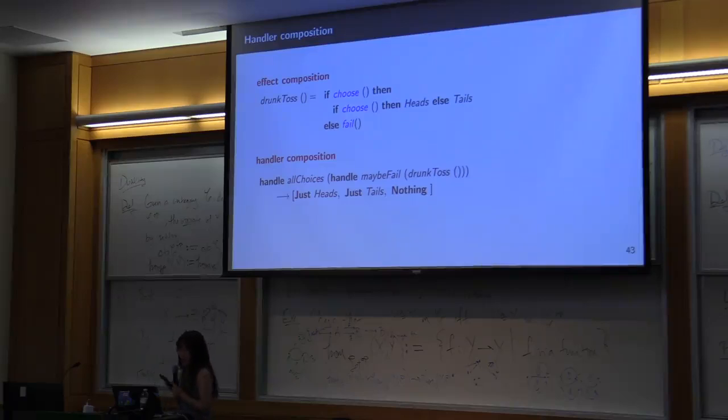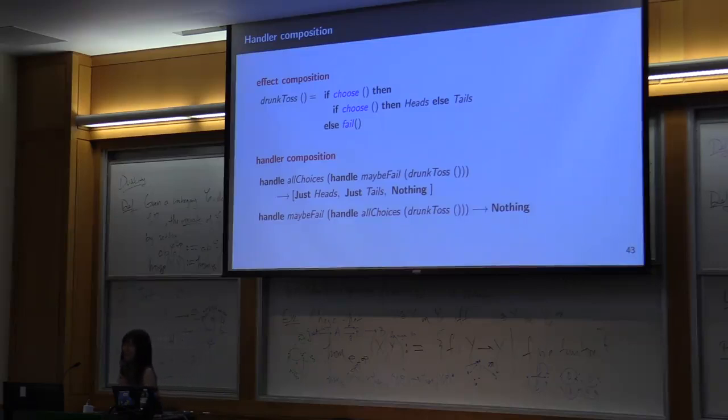And another useful thing about effect handlers is that you can actually switch the order of handlers. You can switch the order of handlers and you will get different results. So in this case, I'm handling the same program with the same set of handlers, but I apply them in a different order. So I will first handle the program using all choices, and then I handle it using maybe fail, and the result is nothing. Why is the result nothing?